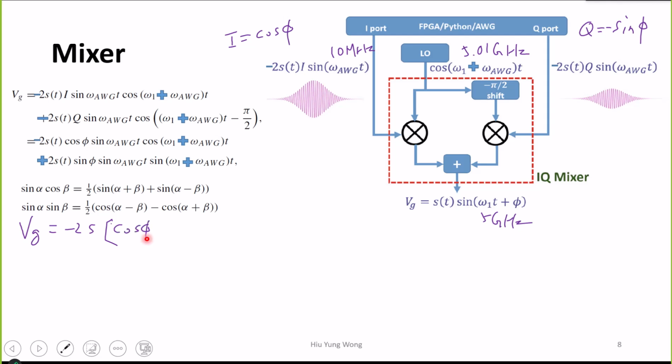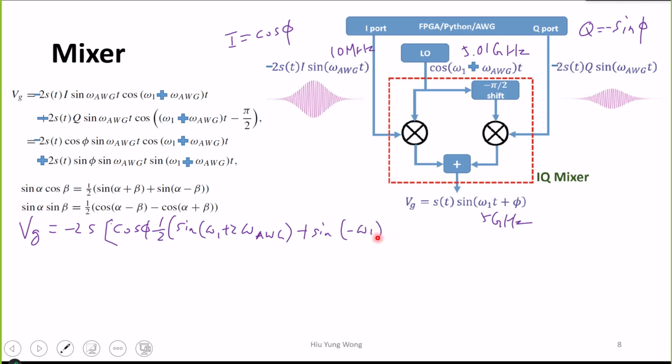Right? So I'm looking at this line, right? Then I put sine cosine, right? This is sine times cosine. So it becomes 1 over 2 sine sum. The sum is, of course, omega_1 plus 2 omega_AWG t. Right? I'm doing sine of alpha plus beta. And then plus sine of the difference. This one minus this one, right? So it is negative omega_1.